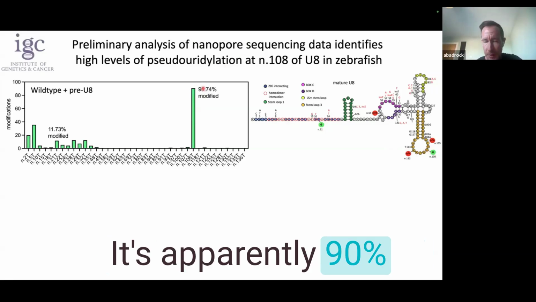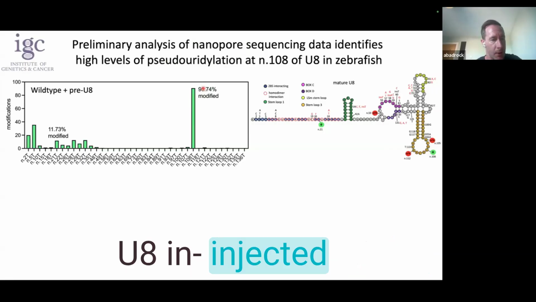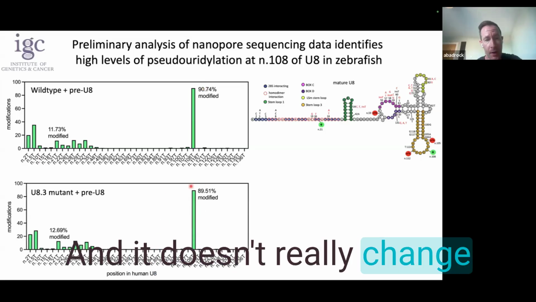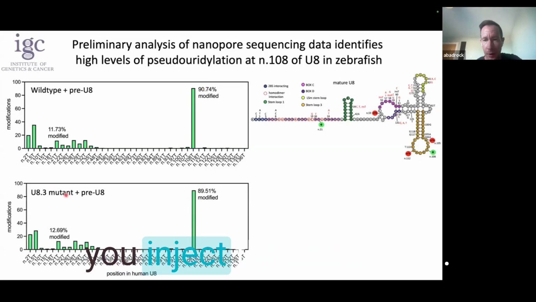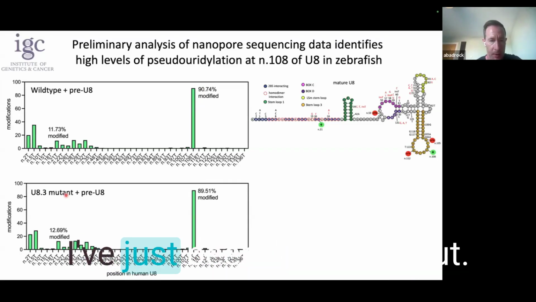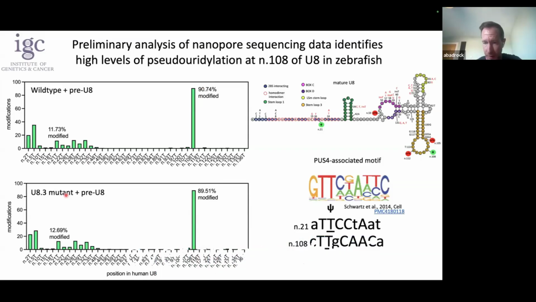It's apparently 90% of U8 injected into a zebrafish is modified there. And it doesn't really change in the U8-3 mutant when you inject the human U8. So we don't think this is necessarily the cause of the increased expression I've just been talking about. I'm going to skip over that point.